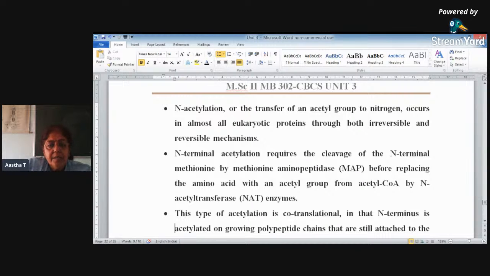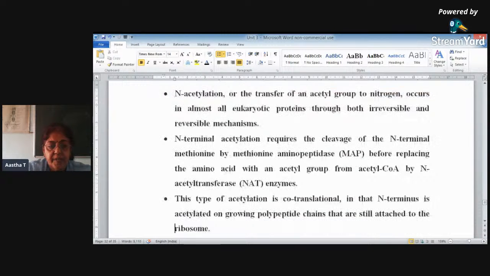So what is the mechanism? Addition of acetyl group to nitrogen. So this nitrogen will be present on the amino terminal of the protein. At the amino terminal of the protein, the first amino acid is methionine. So first step will be removal of that methionine by methionine aminopeptidase. Once this methionine is removed, its place will be taken by acetyl coenzyme A, and this addition of acetyl CoA to the N terminal will be taking place in presence of enzyme N-acetyl transferase.